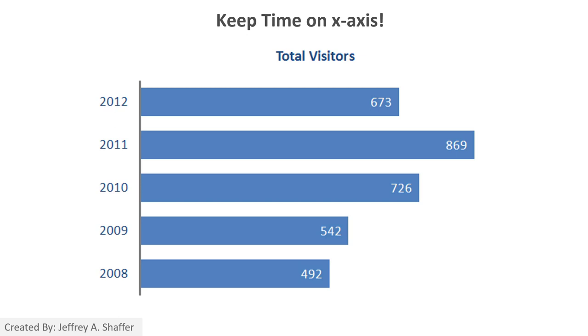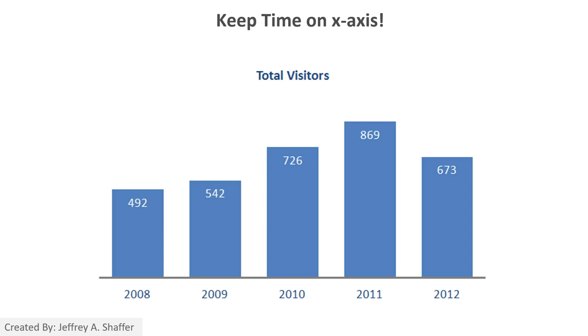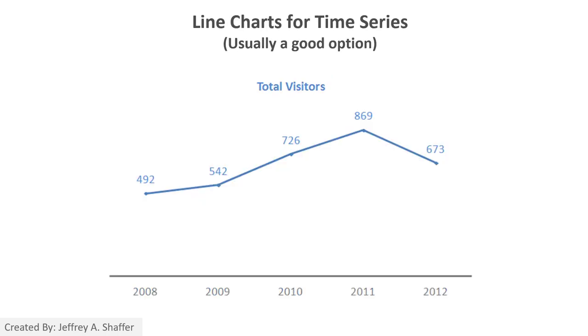Notice that it's very hard to see the trend up in 2011 and then dropped in 2012. If we put the time on the x-axis, that allows us to see the trend, up followed by the drop. Another option is that we can probably use a line chart instead of using a bar chart.